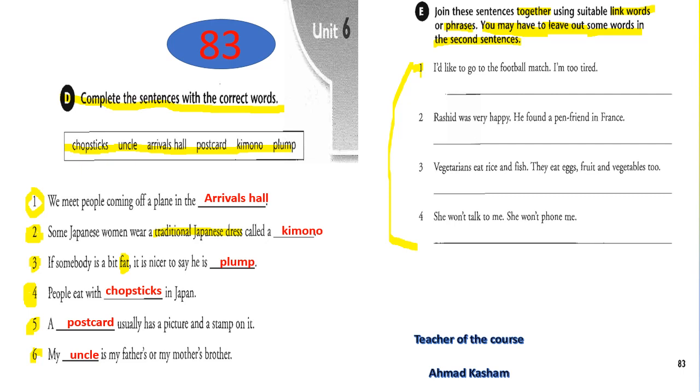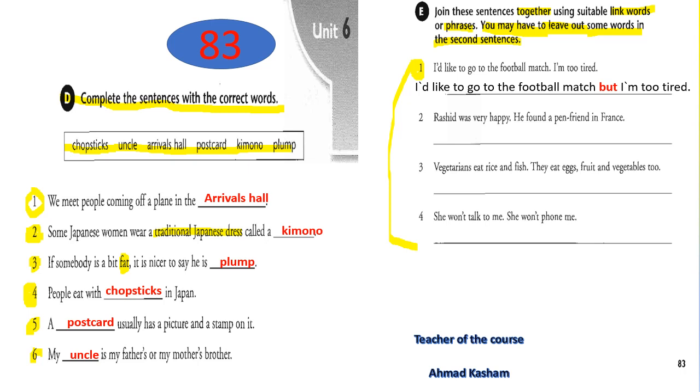Yes. Now let's start with number 1. I'd like to go to the football match. I'm too tired. So I have 2 sentences. I want to make them in one sentence. I will use here but. So I'd like to go to the football match, but I have a problem that I'm too tired. So the sentence should be like this. I'd like to go to the football match, but I'm too tired.